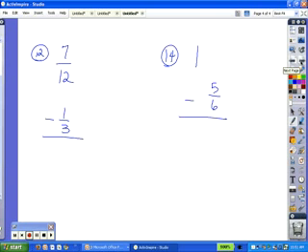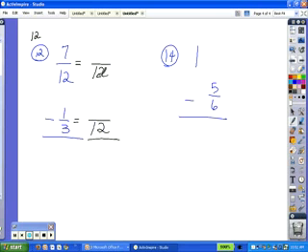Number 12, it's a subtraction problem. If you notice again, we have unlike denominators, so we're going to have to find the least common denominator before we can subtract. Start with the larger denominator, 12, and we ask, can 3 go into 12? Since 3 can go into 12, we will use 12 as the least common denominator.